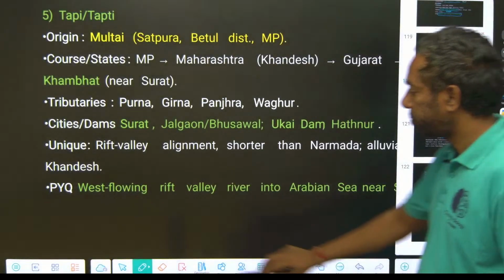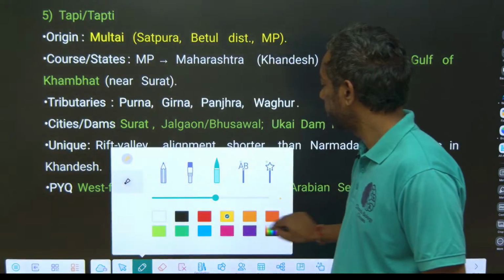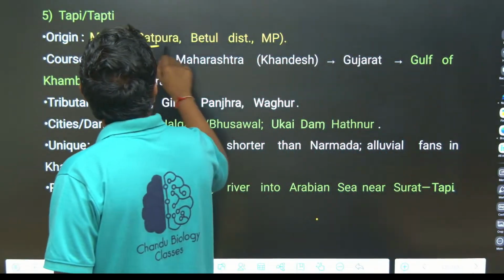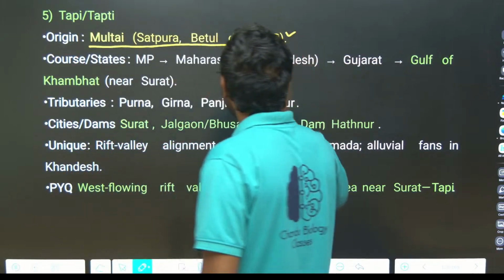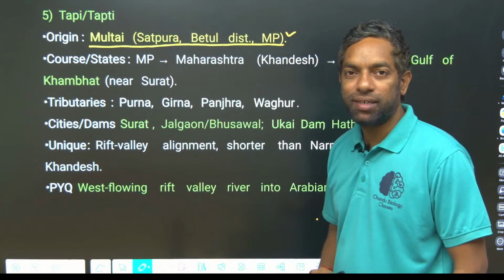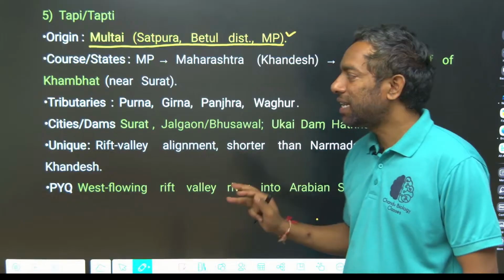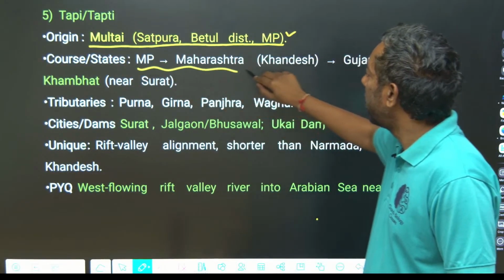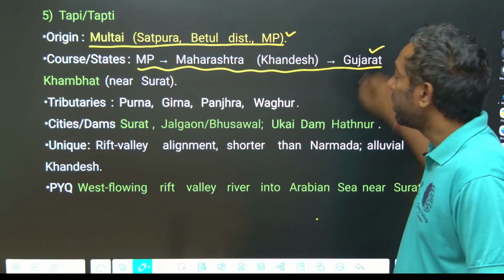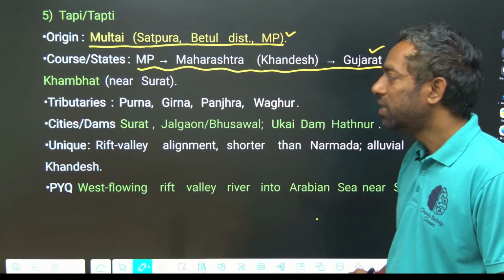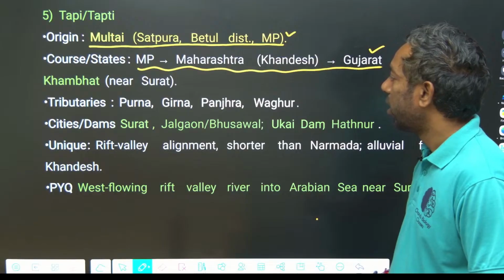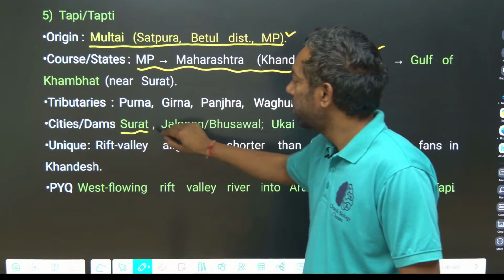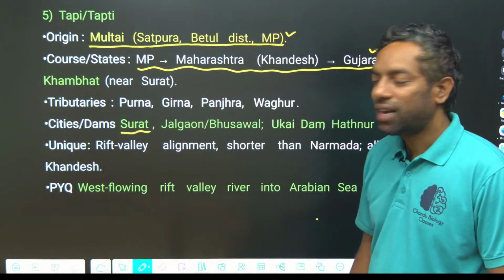Tapi River at Maltai, Satpura, in the Madhya Pradesh district, can be the origin. The states crossed are Madhya Pradesh and Maharashtra, finally reaching Gujarat. The tributaries, they might not ask you. Cities, Surat, Tapi River crosses Surat.